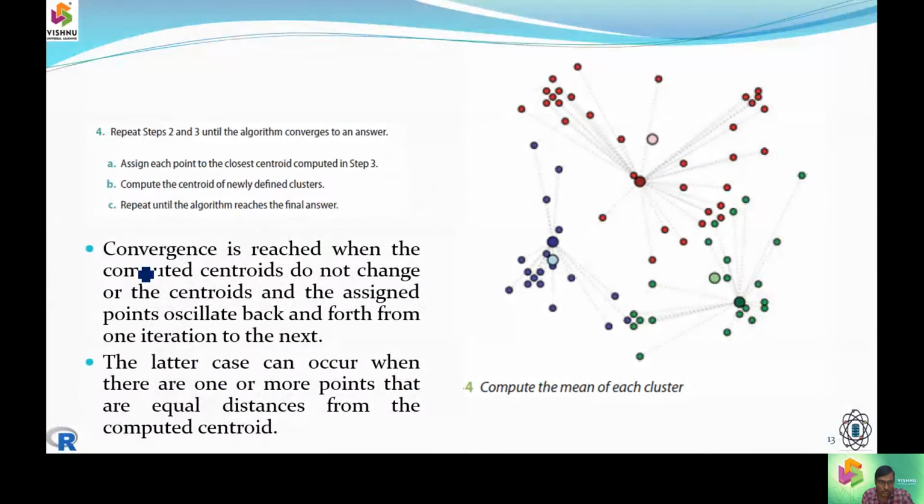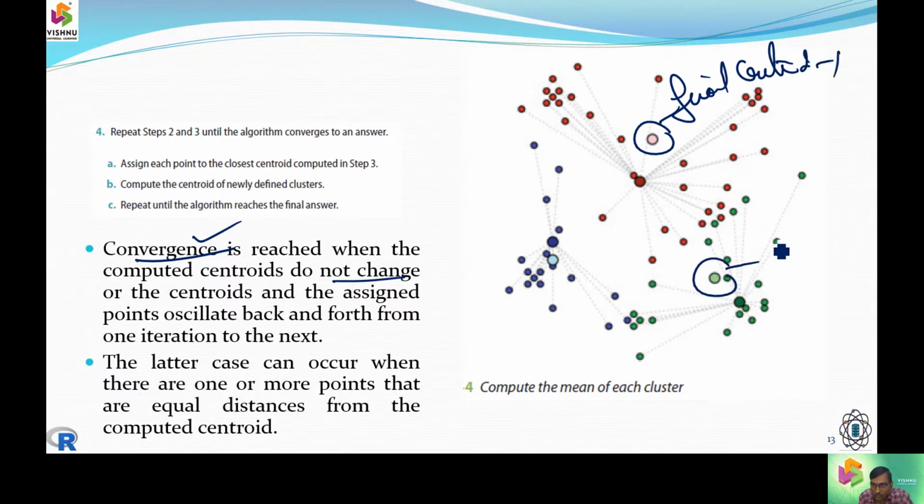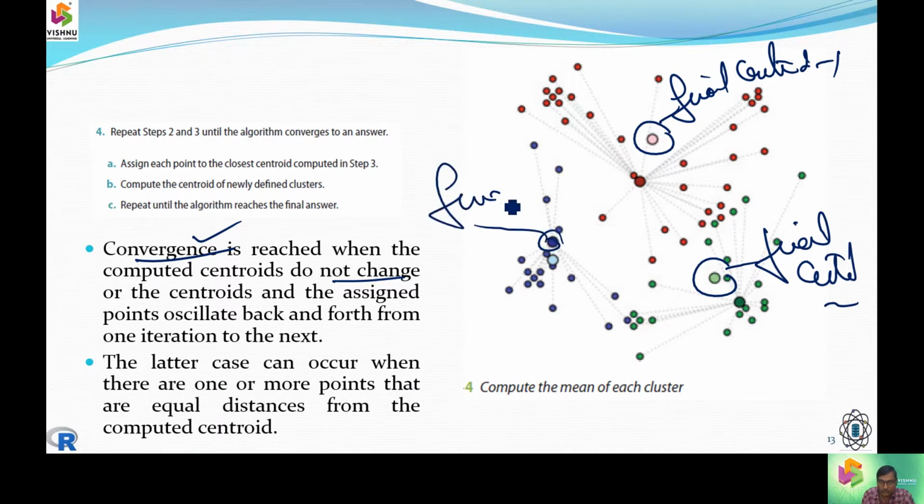So now we have reached the convergence here, and until there is no more change, there is no more movement. So I can say this is the final centroid 1, final centroid 2, final centroid 3. This is initial. Okay, so initial.